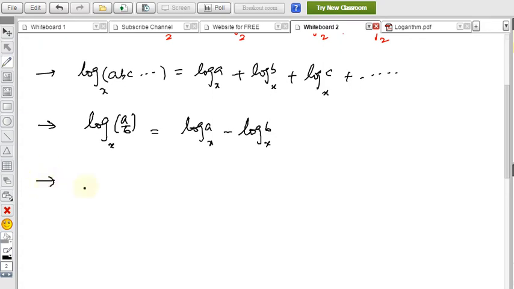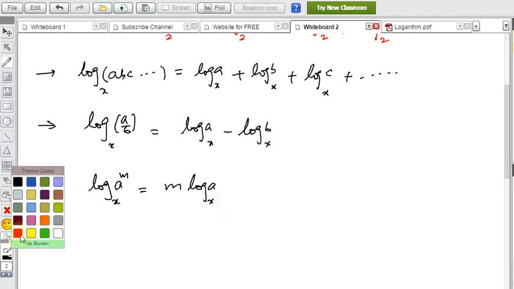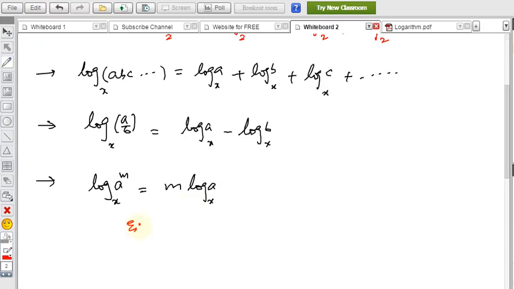Next property is log a to the power m to the base x. That power you can write in front: m into log a to the base x. Okay, you can write an example. Log 3 power 2 to the base x, so we can write 2 into log 3 to the base x. Any power we can write in front.